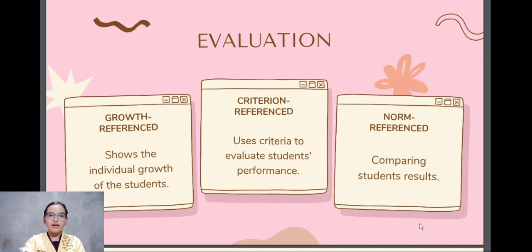Then the criterion reference uses criteria to evaluate students' performance. So there is a standardized criteria which is also agreed upon by different individuals or different teachers, faculties to prove its validity and reliability. Then next is the norm reference, which is comparing students' results. So this norm reference is like evaluating the overall performance of the class by comparing each student's results.